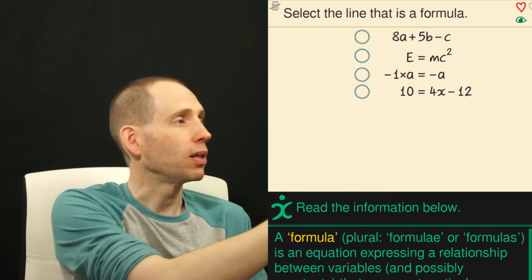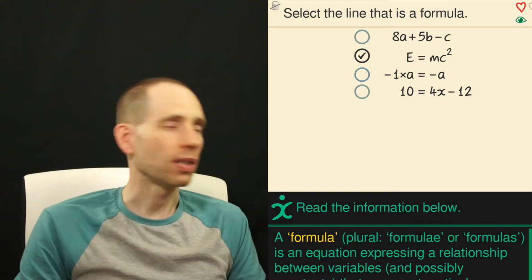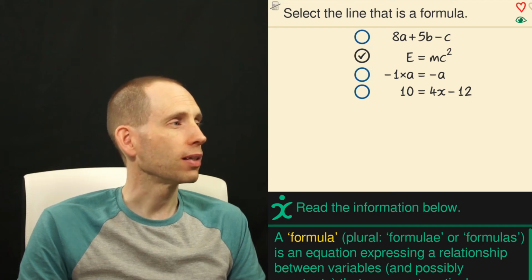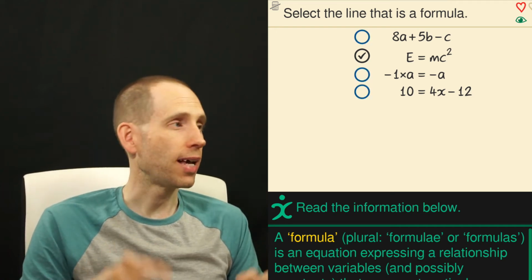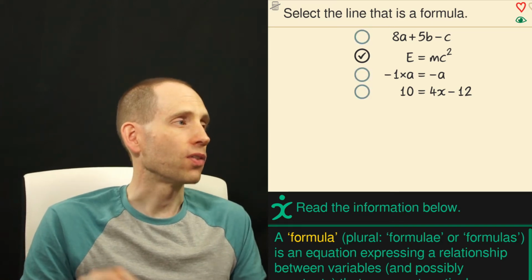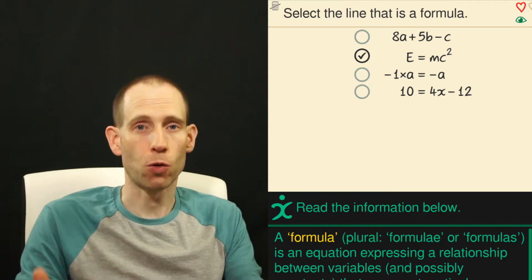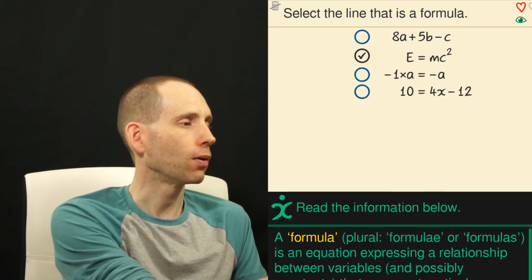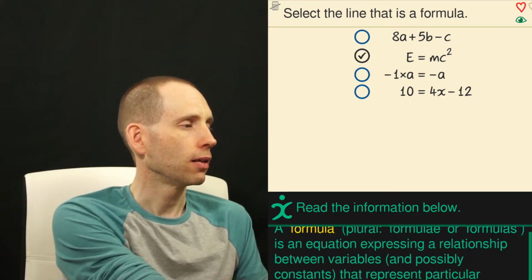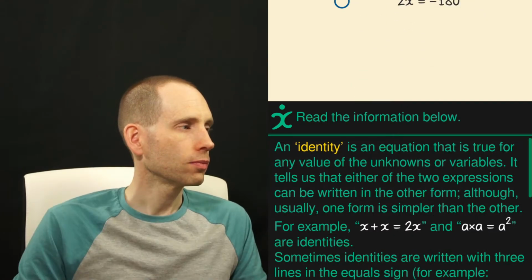So I'm looking for another formula in here. Select the line that is a formula. E equals mc squared, quite a famous formula to do with E for energy, m for mass, and c represents the speed of light. And so they are related to each other in some way, which is expressed within this formula. Okay, let's go on there. So that's correct.